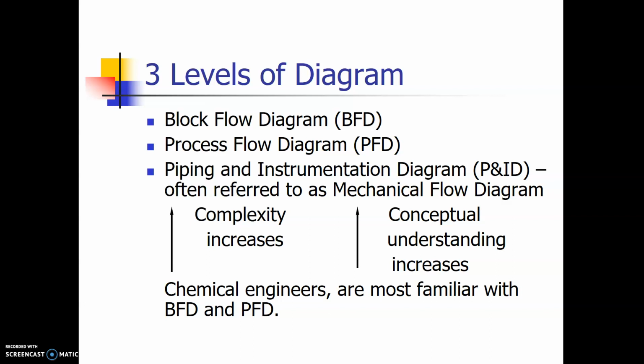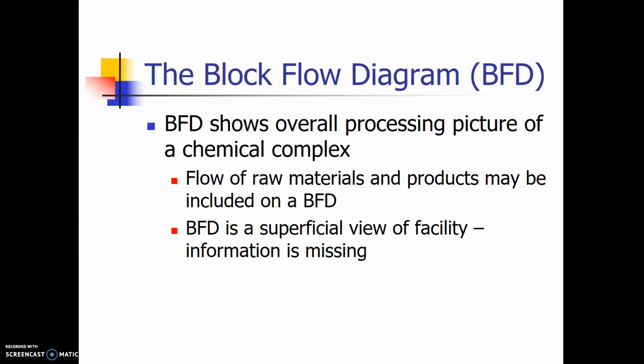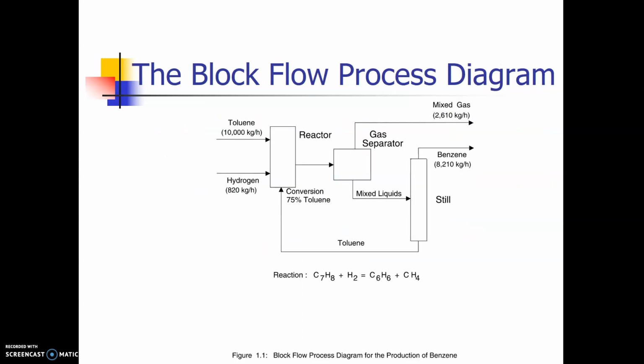They increase in complexity, and conceptual understanding increases as you go down. Chemical engineers are more familiar with block flow diagrams and process flow diagrams, and less so with piping and instrumentation diagrams. So let's talk about block flow diagrams. This is the overall easiest one to understand. It shows the overall process of the chemical plant. Flow of raw materials into a product may be included, and the block flow diagram is a superficial way of viewing the facility, so you can look for information.